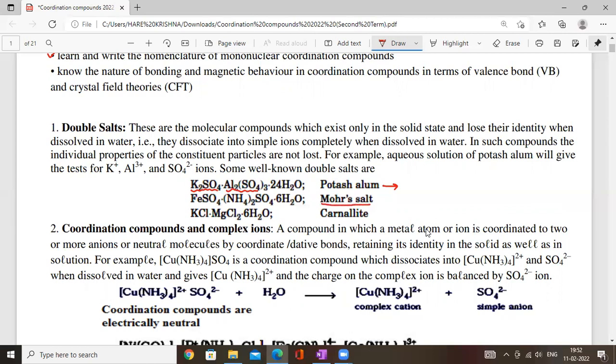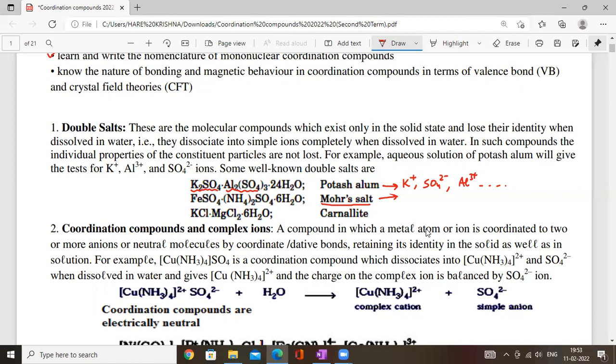So what is a double salt? A double salt is basically a molecular compound which exists only in the solid state and has the tendency to lose its identity whenever it is dissolved in water. What I mean to say is that it loses its identity in the aqueous solution. If I dissolve, say, potassium aluminium sulfate, it will give you the test of potassium, the test of sulfate, the test of aluminium, and so on. That means it will give you all the free ions present.